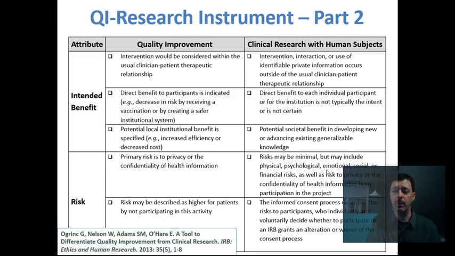Risks can be minimal in research, but they can include a range of categories. And the informed consent process is a key component for research, and that is really important to protect participants in research studies.